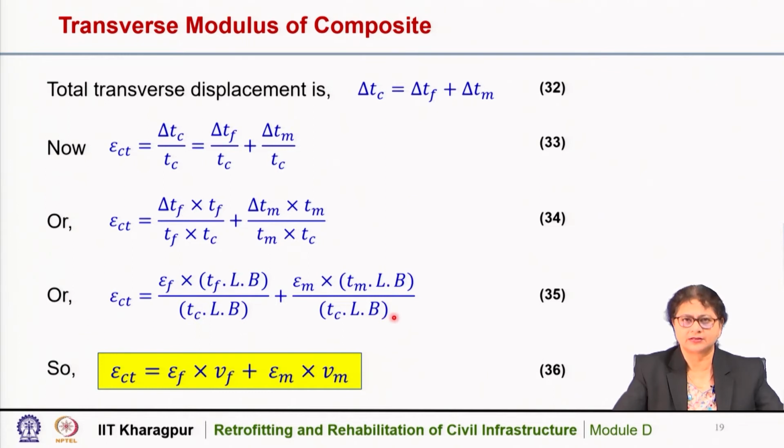Similarly, for this part. So, this is the volume of the fiber part and this is the volume of the composite. So, this ratio is nothing but the volume fraction of the fiber. Similarly, this ratio is the volume fraction of the matrix. So, epsilon Ct, the strain in the composite in the transverse direction, can be written as epsilon f into the volume fraction of fiber plus epsilon m into the volume fraction of the matrix.